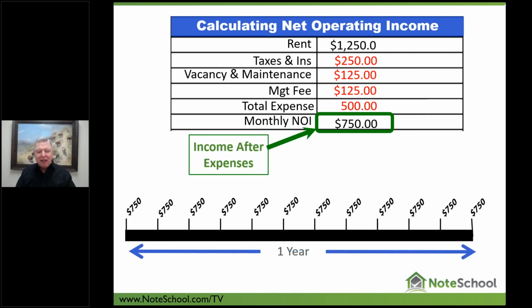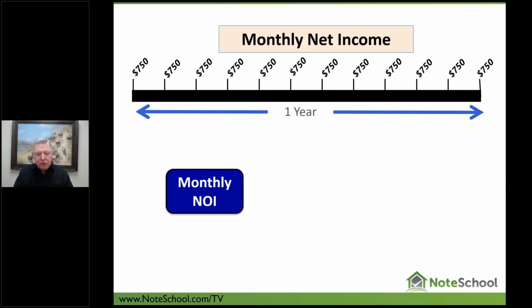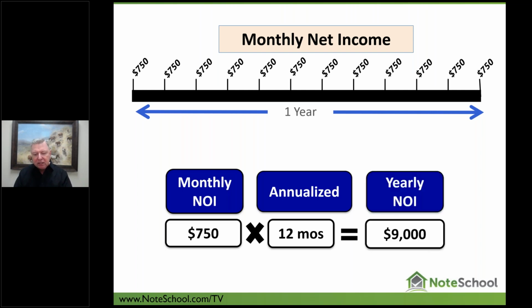So what do I do with that? Now I'm down to a net income per month of $750. Over a 1-year period, I'm going to take that and annualize it. Okay, so once again, the monthly converted to the annual gets me an annual income. So yes, this cash flow over 12 months is $9,000 per year.